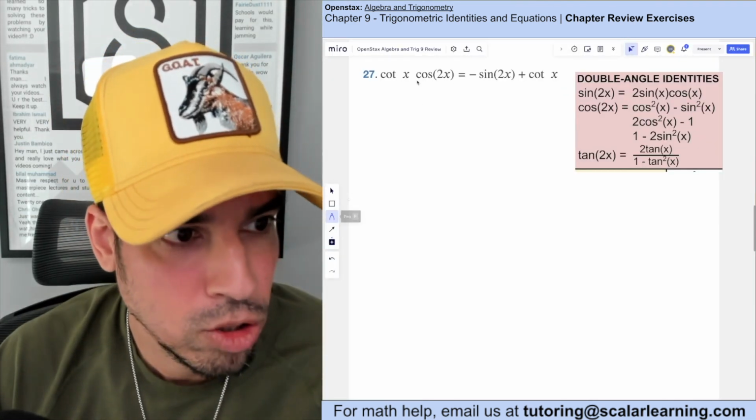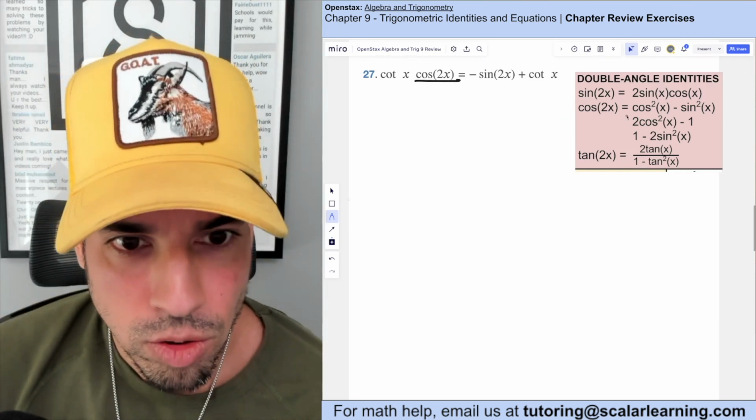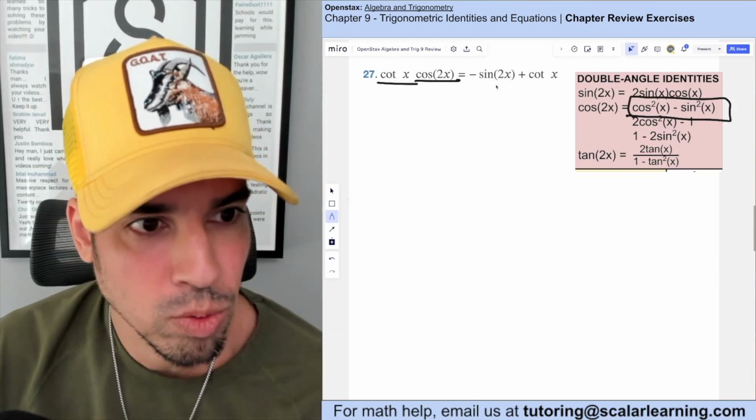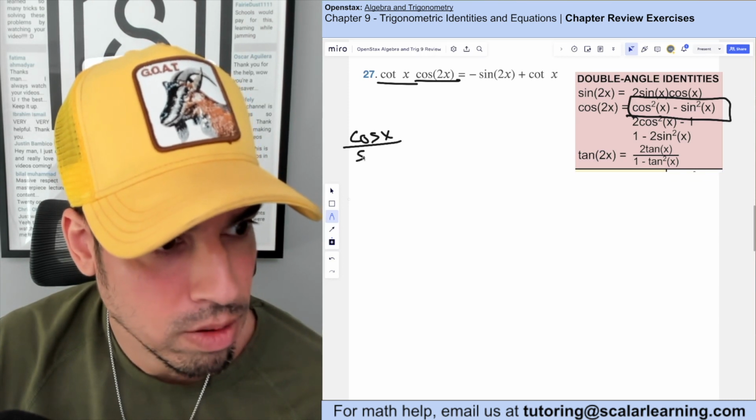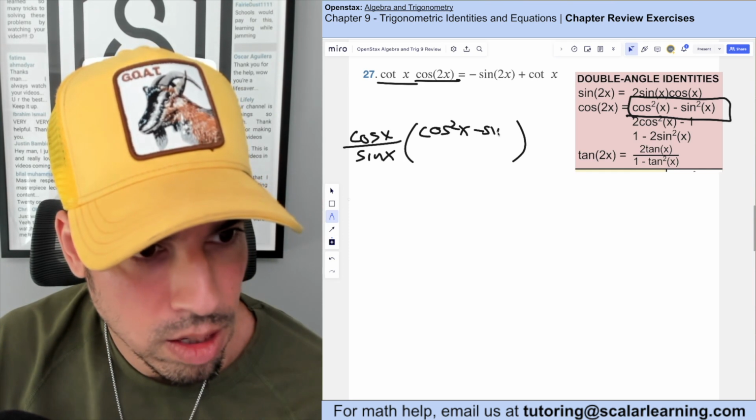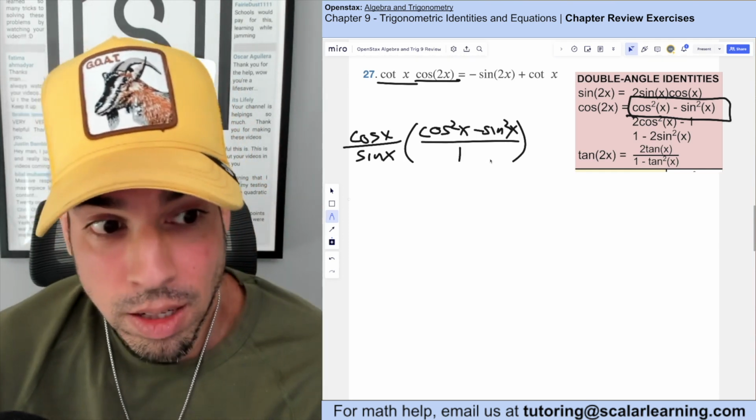The first thing I'm going to do is use a double angle identity for cosine of 2x. And then what I'm going to use is this top identity here. By the way, cotangent, I'm going to rewrite that as cosine of x over sine of x. So then we're multiplying by cosine squared x minus sine squared x. This is, of course, over 1. I just put it like that. So, you might be like, hey, how do we do this?